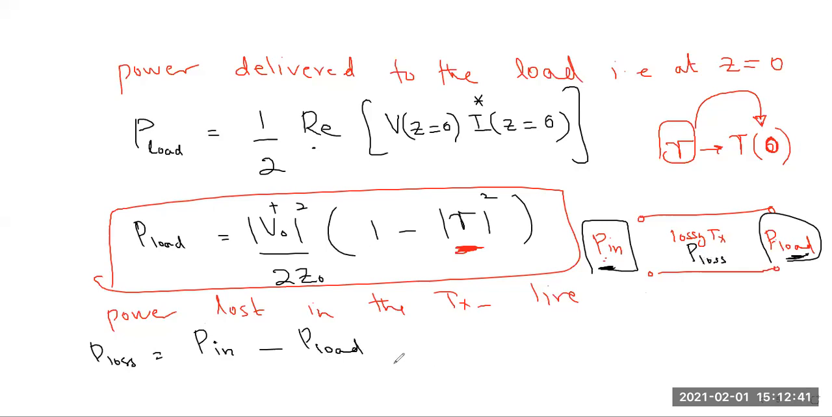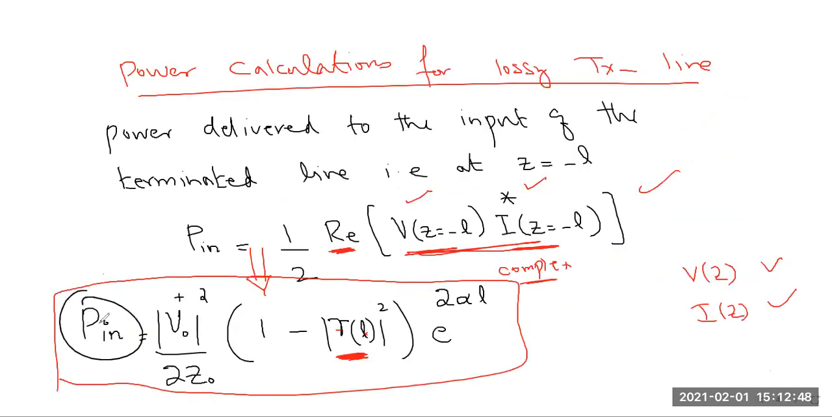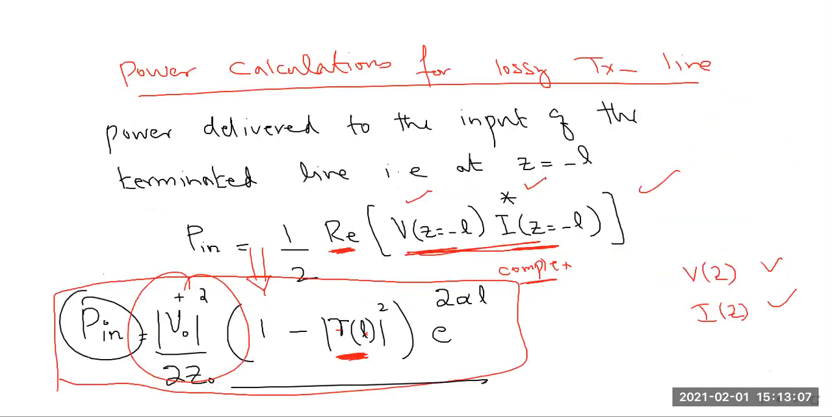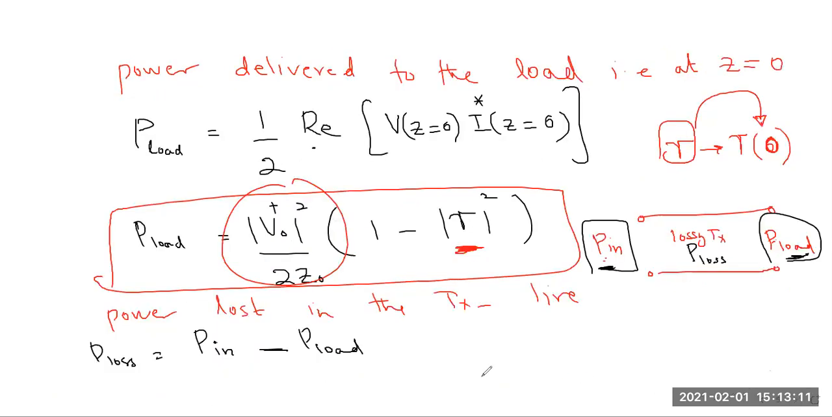Okay. So now we have P in, we have P load. So all you need to do is, this is P in, so take this expression and then minus, and then put this expression. Because this term, V naught plus magnitude square divided by 2 Z naught, is going to be common in both expressions, you can take it as common. Let me write down the result that you will get from this.